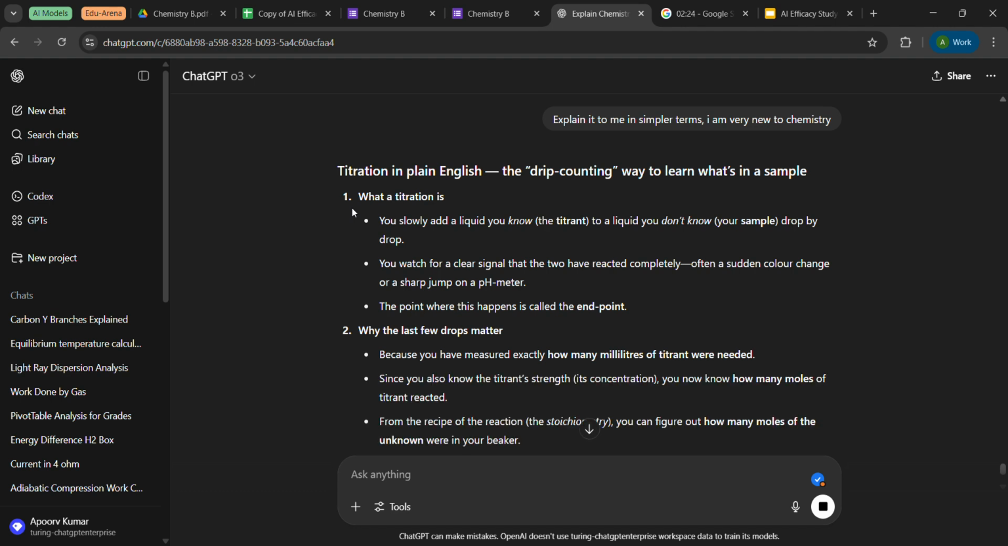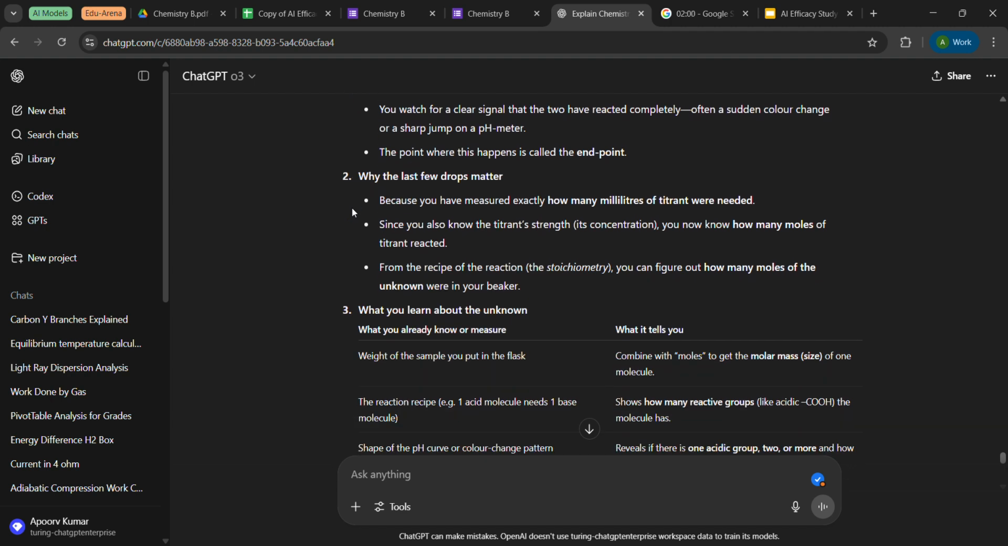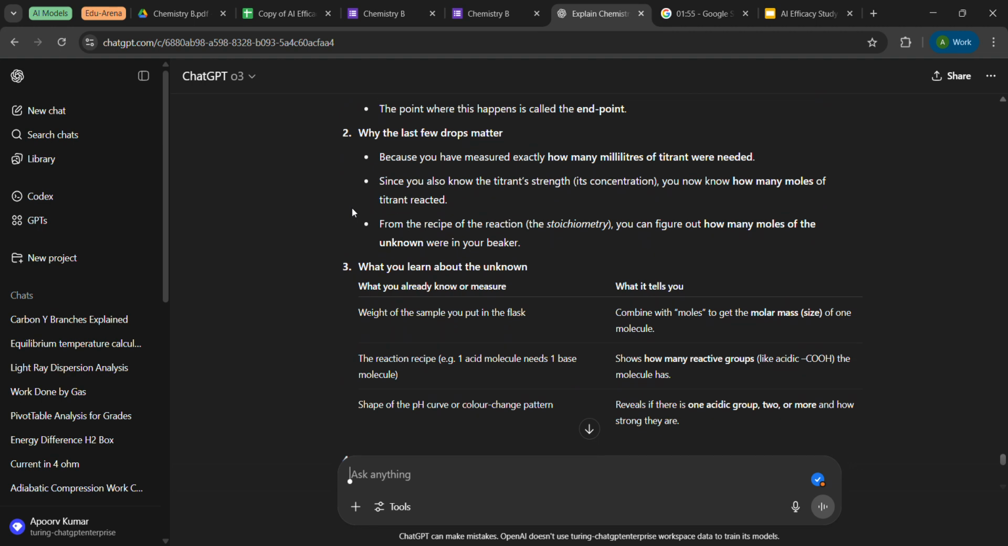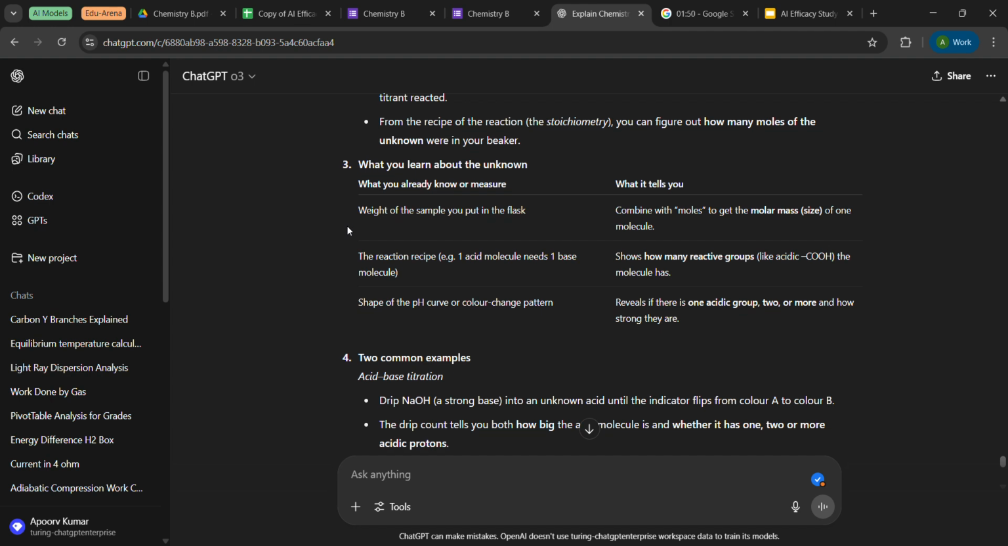You slowly add a liquid you know, the titrant, to a liquid you don't know, your sample. You watch for a clear signal that they have completely reacted: a sudden color change or a sharp jump on a pH meter scale. This is called the endpoint. Why do the last few drops matter? Because you have to measure exactly how many milliliters of the titrant were used. Since you know the titrant's strength, its concentration, now you know how many moles reacted. From the reaction stoichiometry, you can figure out how many moles of the unknown are in your beaker.